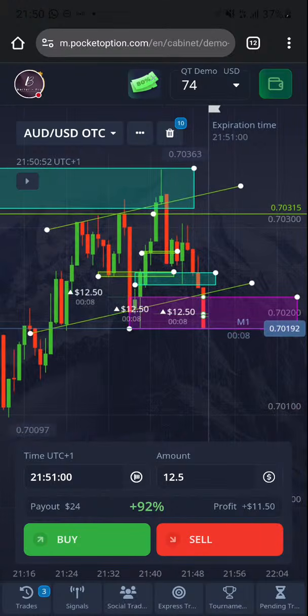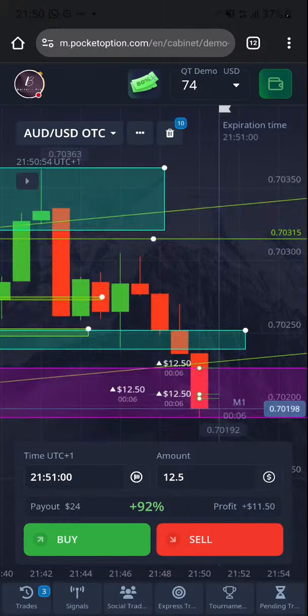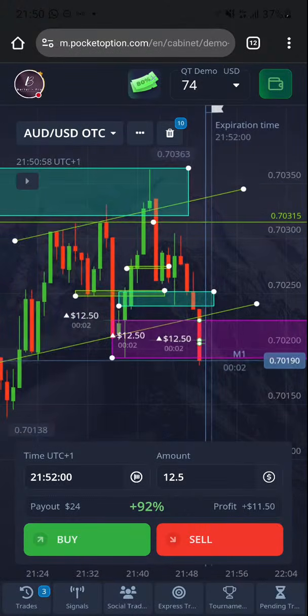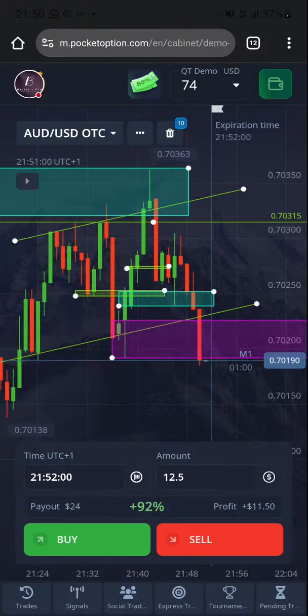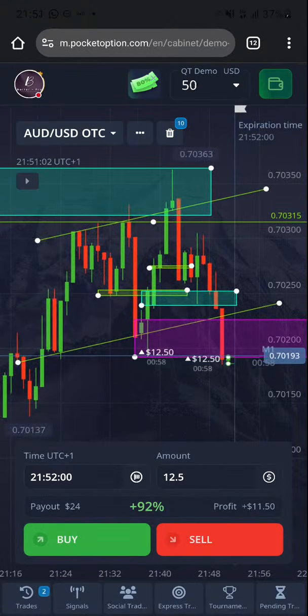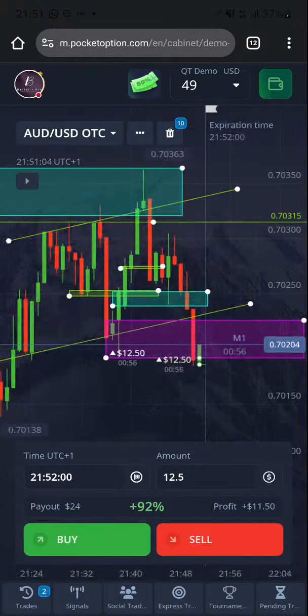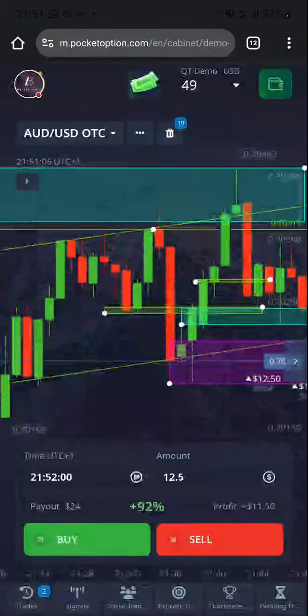Now, let me show you why I'm taking this trade. Either it's a winning trade or not, I'll still tell you why I took it, because it's all about probability. I have reasons for taking this trade. I'm still going with the buyers again. Now, let me show you.